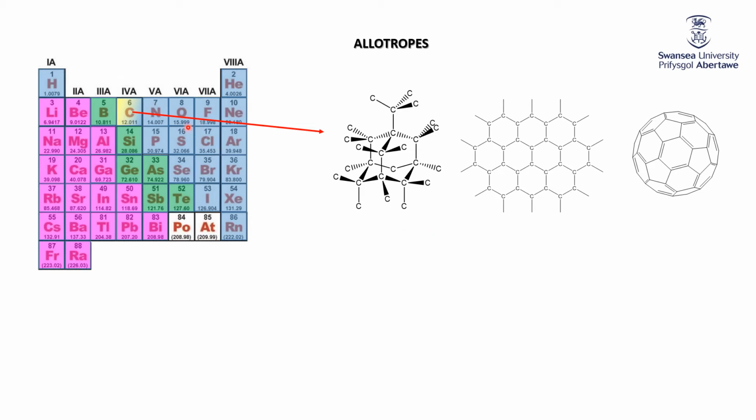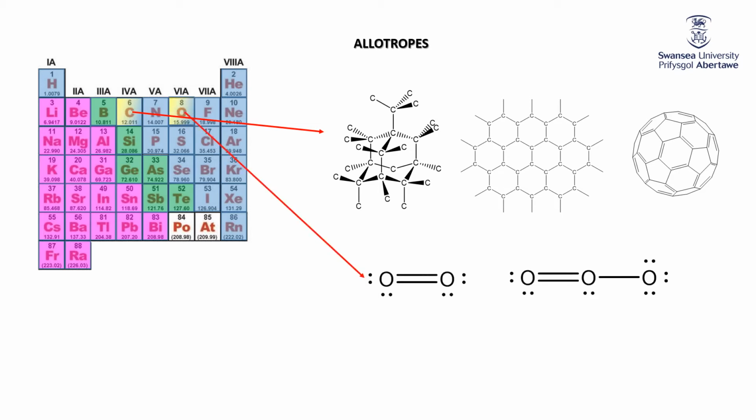Another element that has allotropes is, of course, oxygen. Exists as O2 and O3, oxygen and ozone, dioxygen and trioxygen. And then the other one that even I remember from my GCSE days, of course back then we called them O-level days, was sulfur. Sulfur exists as orthorhombic or monoclinic allotropes.